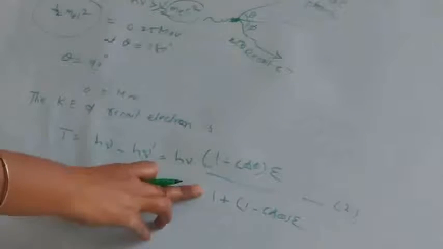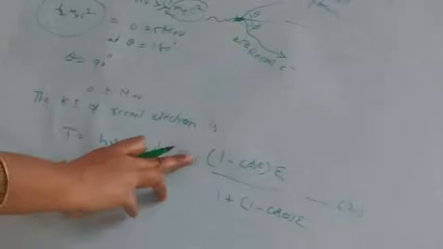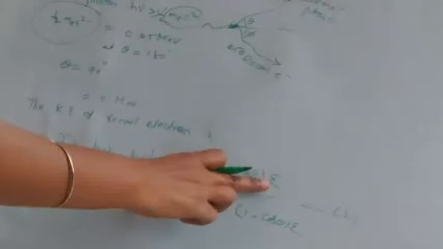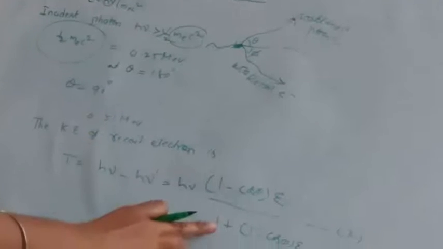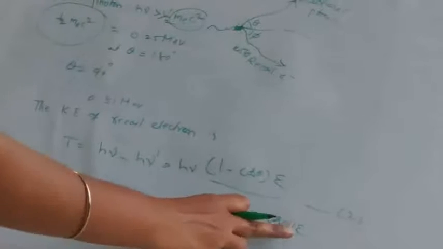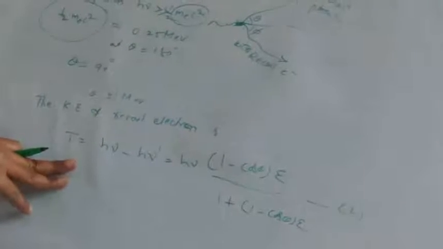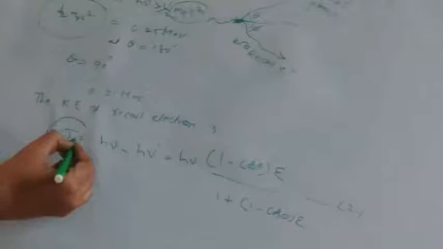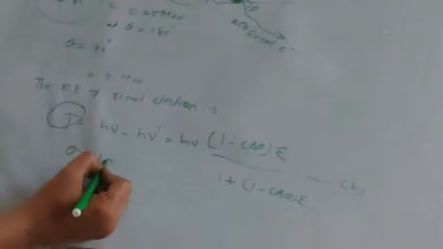will be equal to this expression, which is given by h nu into (1 minus cos theta) into epsilon. Again, epsilon means h nu by m0 c square, divided by 1 plus (1 minus cos theta) into epsilon. Now this equation represents the kinetic energy of the recoil electron. So the kinetic energy of the recoil electron is represented by T. Now the kinetic energy of the electron will be maximum at an angle theta equal to 180.